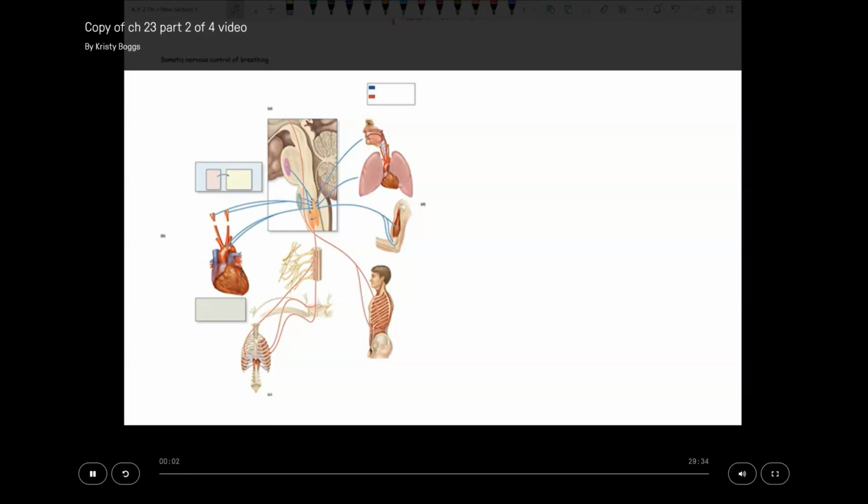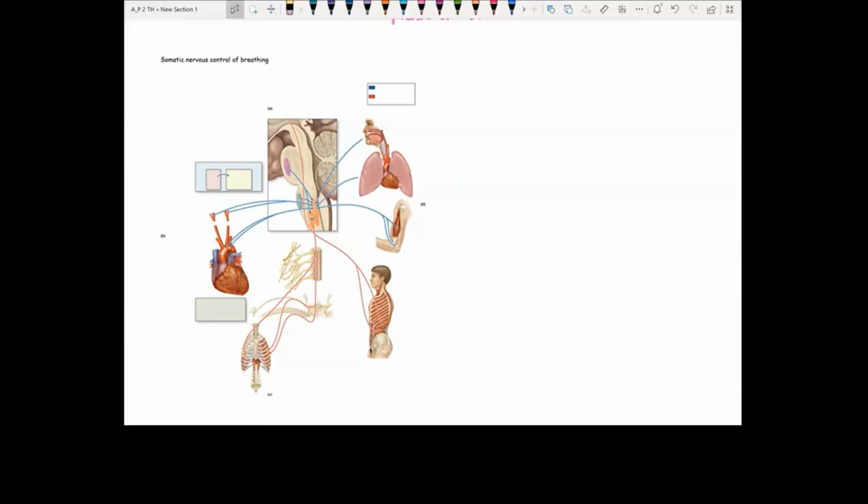Now let's look at how you control your breathing. We know that you can have voluntary control when you want to. Let's focus though on the medulla oblongata and that autopilot that you use most of the time. So you can see that right here is your medulla oblongata. So your medulla oblongata is controlling your breathing most of the time.